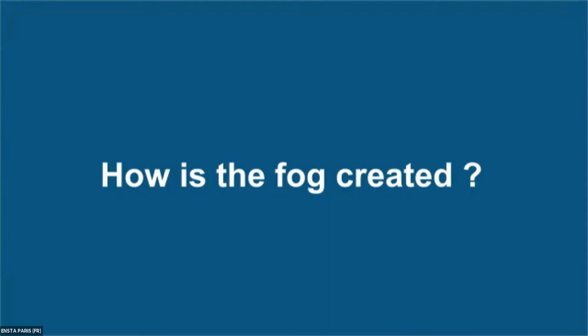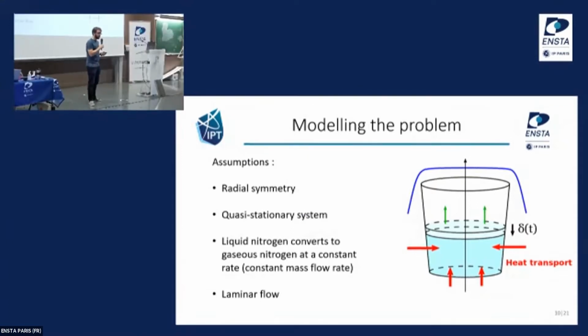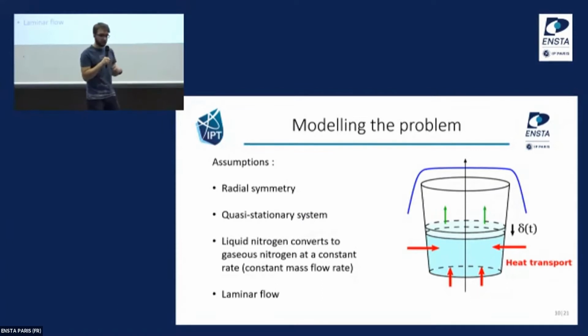Second, how is the fog created? The fog comes from this phenomenon. So we assume that there is some heat transport from the exterior, from the room temperature into the liquid nitrogen, which is at -200 degrees Celsius. And since it heats up, it emits a gas of nitrogen. And this gas just flows out of the beaker and on the sides.